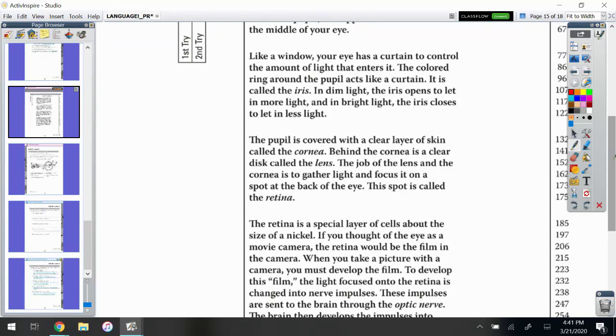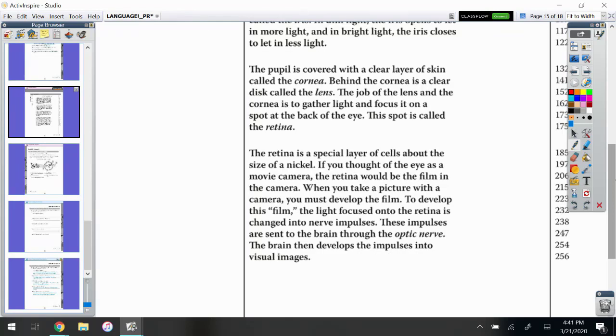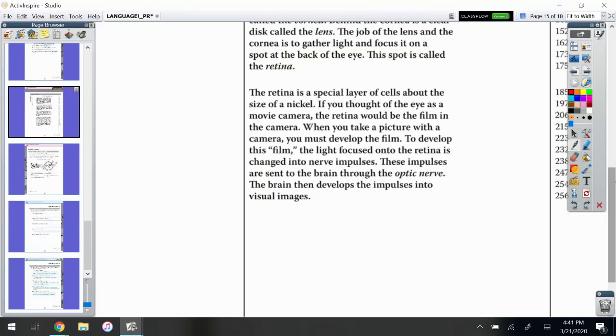In dim light, the iris opens to let in more light, and in bright light, the iris closes to let in less light. The pupil is covered with a clear layer of skin called the cornea. Behind the cornea is a clear disc called the lens. The job of the lens and the cornea is to gather light and focus it on a spot at the back of the eye. This spot is called the retina. The retina is a special layer of cells about the size of a nickel.